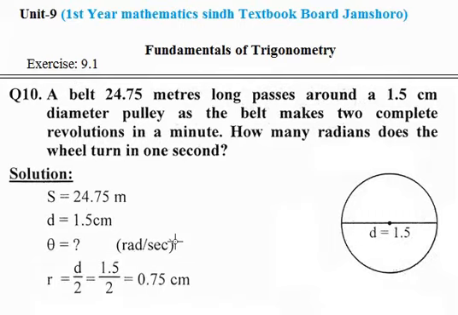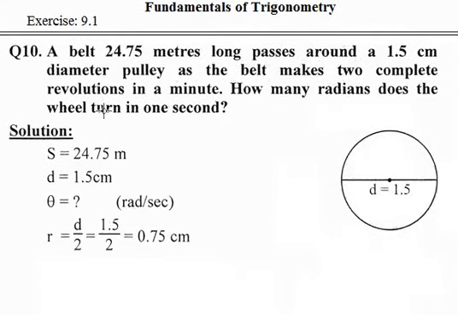Okay, so as we know, S is equal to R theta, but here S is given and theta we have to find, but no radius is given. Must remember that the radius is half of the diameter. Here you can see that diameter is equal to 1.5 and the radius is from this point to this point, so radius is equal to 1.5 divided by 2. That's why we can say that radius is half of diameter. Okay, so R is equal to 1.5 divided by 2, equal to 0.75 centimeter.